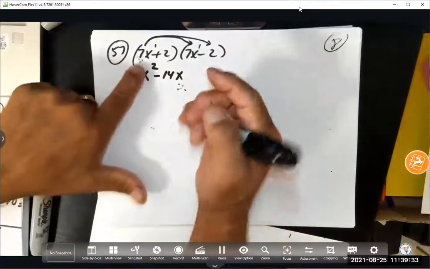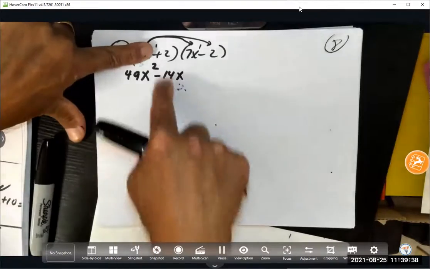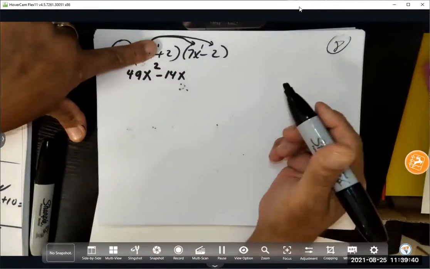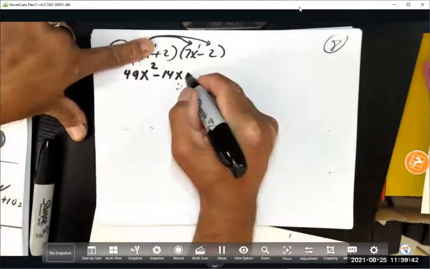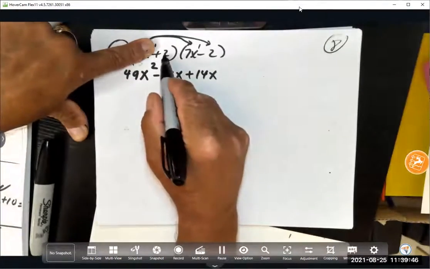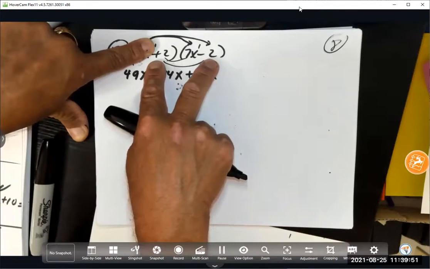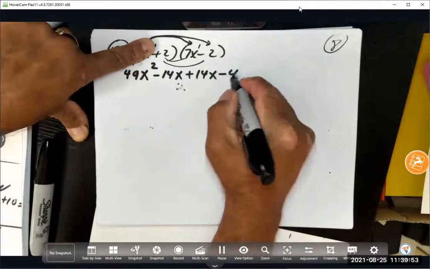Okay, so we did the first one and the second one. Now I'm going to go to the next number. 2 times 7x. What do you think that is? 14x. That's 14x. And 2 times -2. -4. Okay, don't say anything yet.